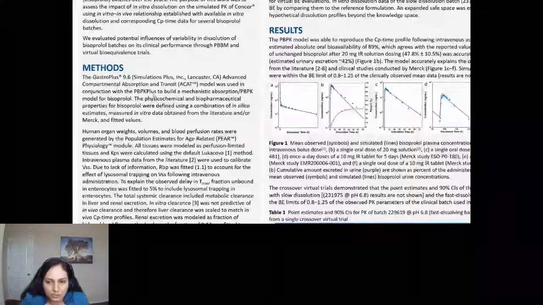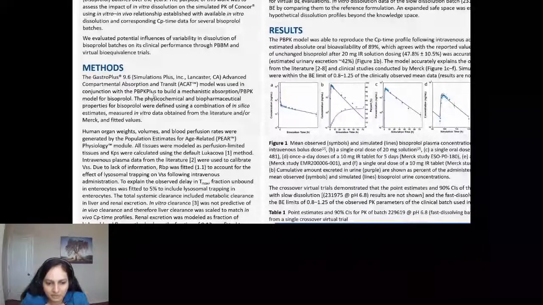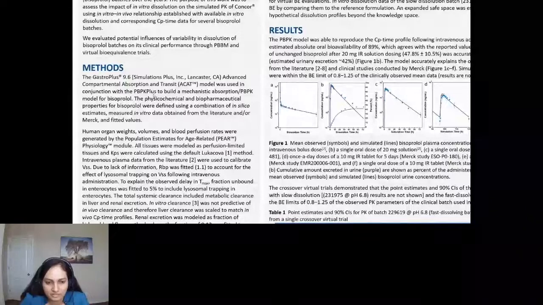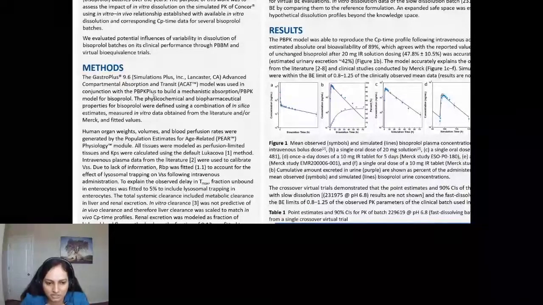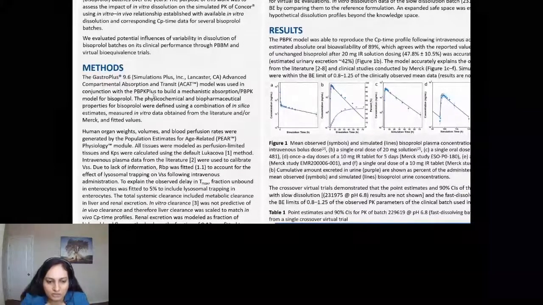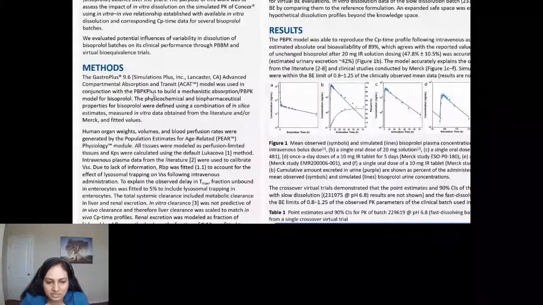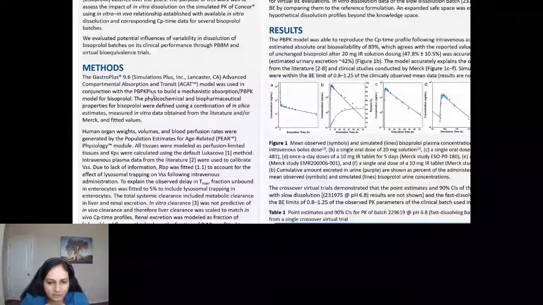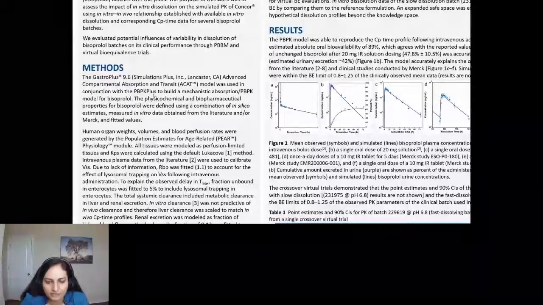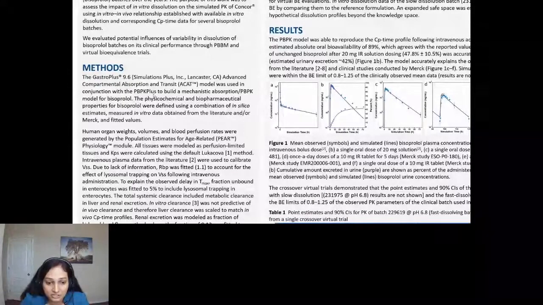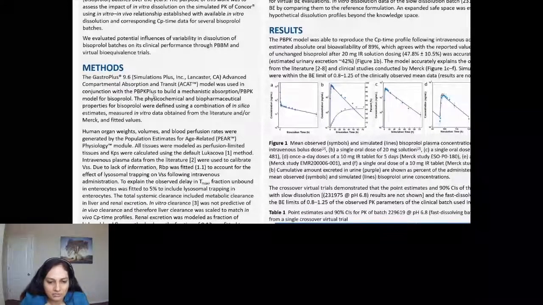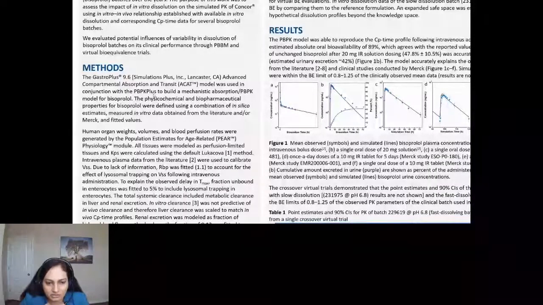As you might know, in a PBPK model, we need to provide the physicochemical and biopharmaceutical properties of the compound. We mostly used in vitro data because this compound is very well characterized, so we could find in vitro data in the literature. We also obtained some parameter values from Merck as well.